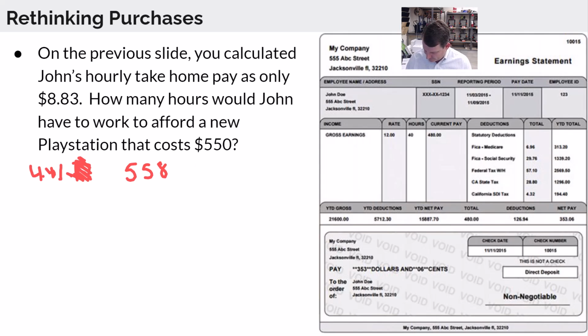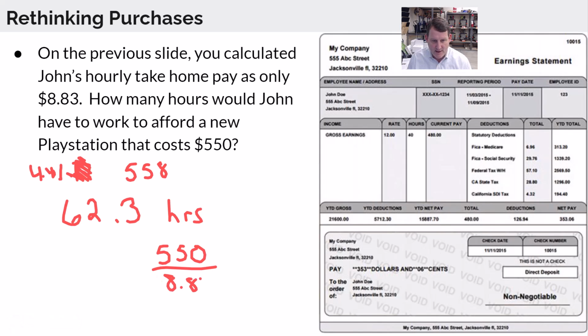So let's try dividing the other way. Let's start with the 550 divided by 8.83, and that ends up being 62.3 hours of work. The final thing we did was $550 divided by $8.83 per hour. This is dollars here, and this is per hour. And that ended up giving us 62.3. So when we play around with these numbers, we can get to a reasonable number.